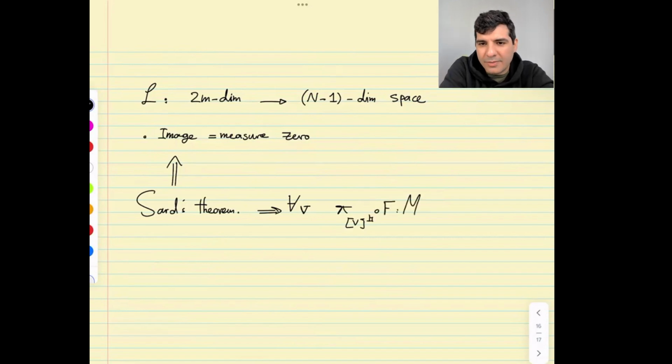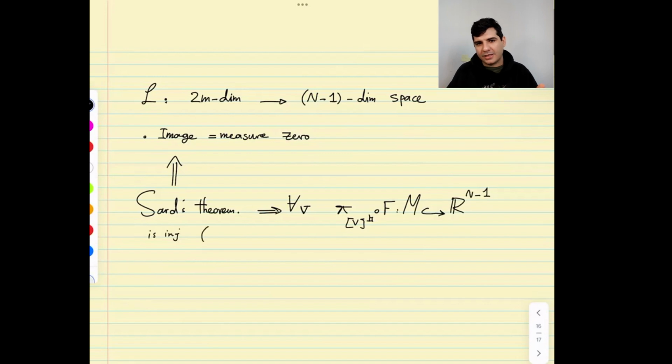And note that now this map maps M to Rn minus 1. So in an inductive way, we can continue doing this. We can go from M to Rn minus 1, and then n minus 2, and then n minus 3, etc., until we get to 2m plus 1. Then Sard's theorem doesn't work anymore. So that's the limit.